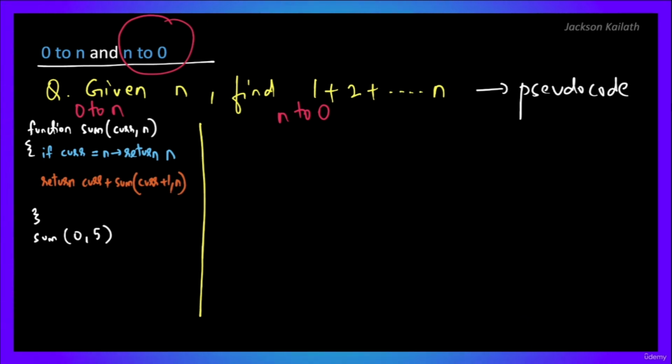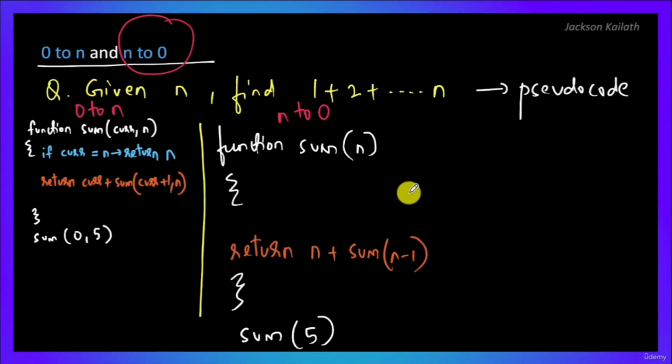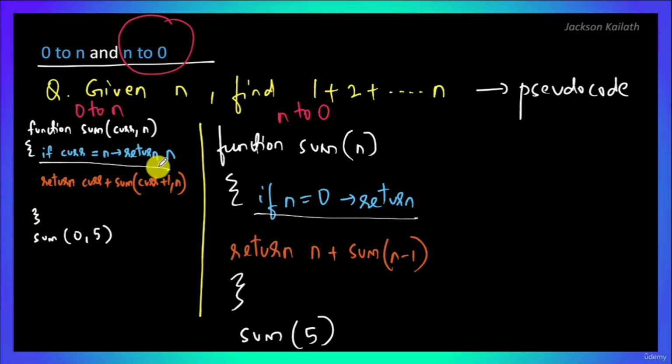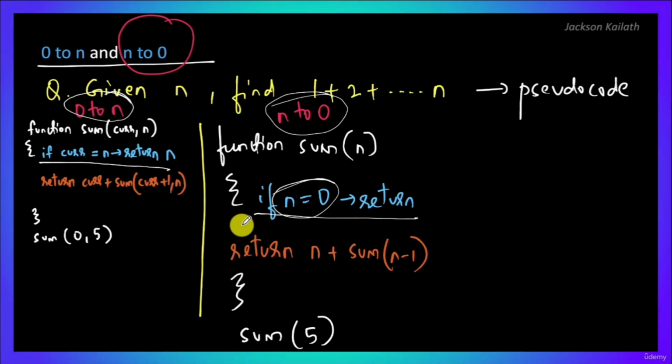Now I could write the function sum as sum, and the input is n, and I'm calling it with the input parameter 5, and then the recursive case could be return n plus sum of n minus 1, and the base case is if n is 0, just return. All right, so notice that the base case changes based on how you write it. Over here the last valid case is going to be 1, or the first invalid case is going to be 0, right? So you can think of the base case as the last valid case or the first invalid case.